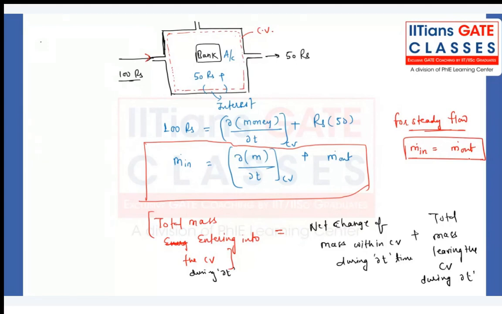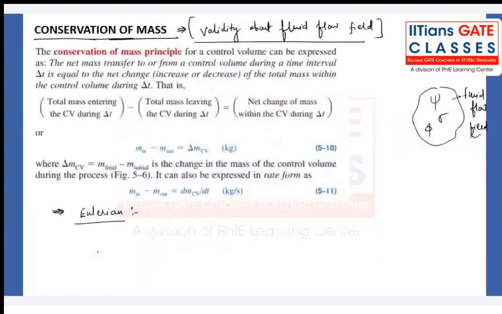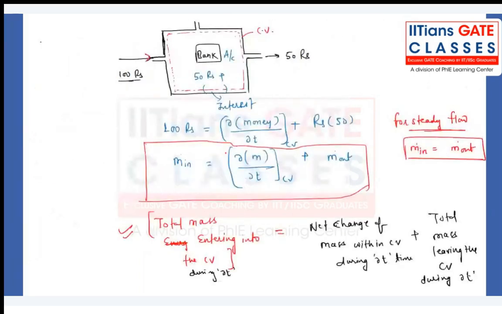Tell me, guys. This particular statement they have written like this: total mass entering into the control volume minus total mass leaving. That is 100 minus 50. That is what is happening: 50 rupees, plus whatever extra charges there are. That is the net change of mass within the control volume. Is that clear, all of you? Tell me, guys. All of you getting my point?